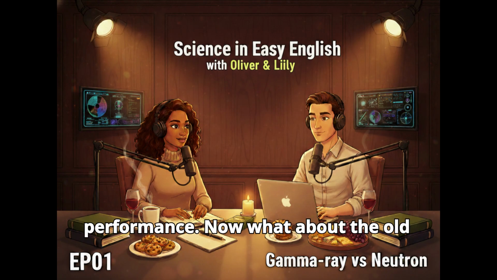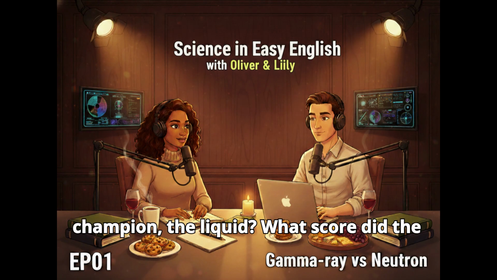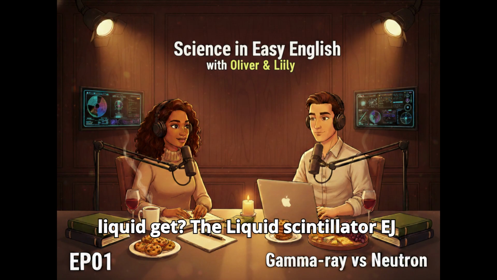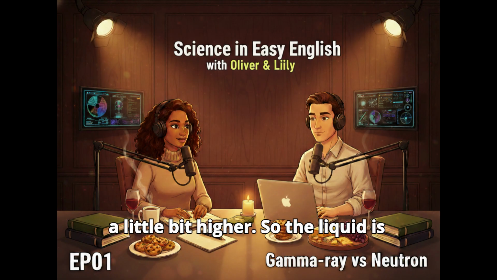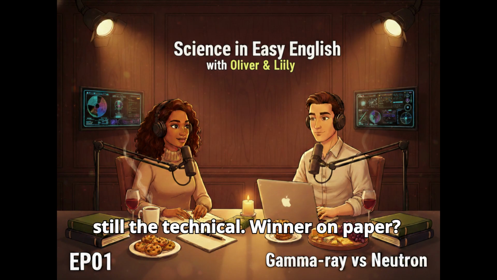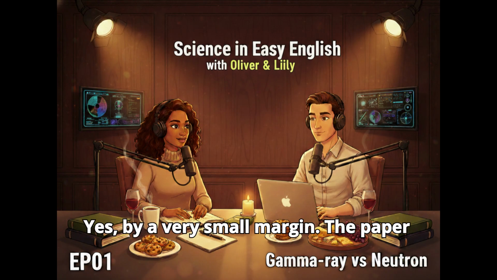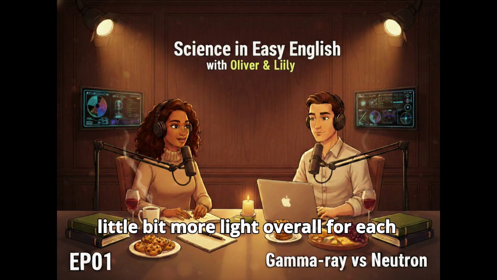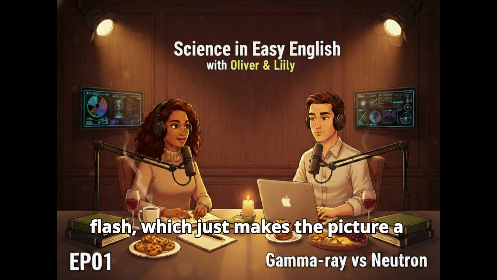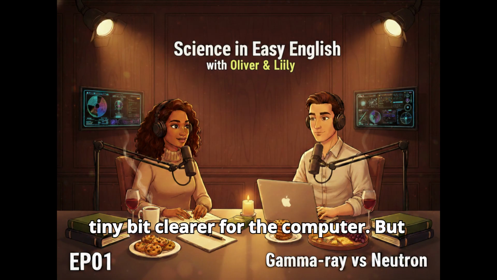Now, what about the old champion, the liquid? What score did the liquid get? The liquid scintillator, EJ301, got a score of 1.79. So 1.79 is higher than 1.70. It is just a little bit higher. So the liquid is still the technical winner. On paper, yes, by a very small margin. The paper explains that the liquid produces a little bit more light overall for each flash, which just makes the picture a tiny bit clearer for the computer.